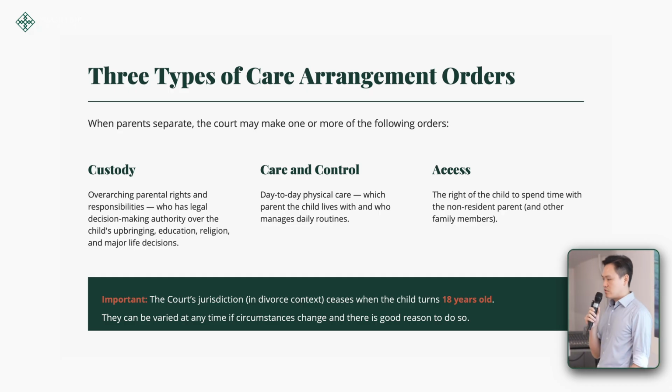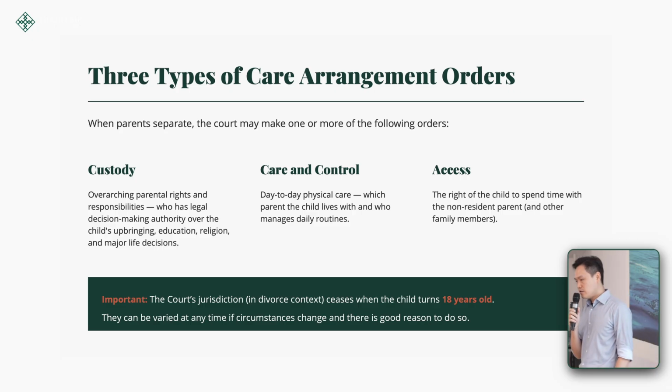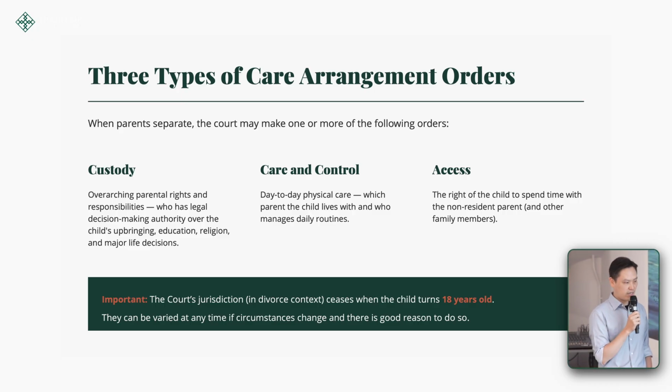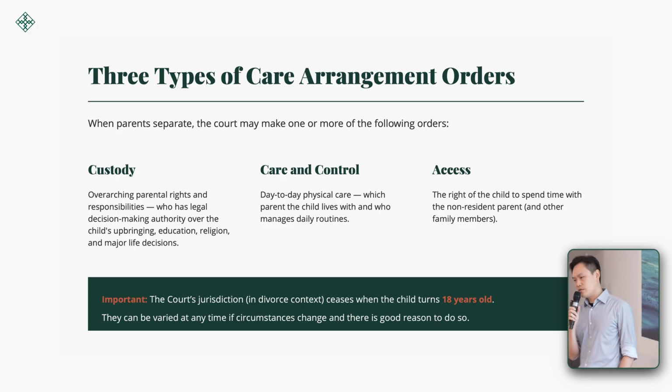That is, what would the court do or what order the court would make when it comes to children arrangements. Unless and until Hong Kong has a law reform, we are still using very archaic orders, being custody, care and control, and access. So this is probably, again, the most important slide when it comes to children matters. Very often, people mix up these concepts.